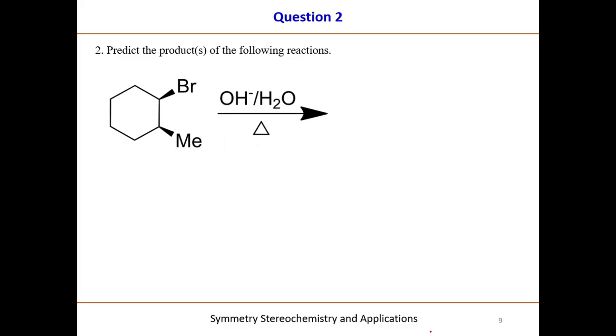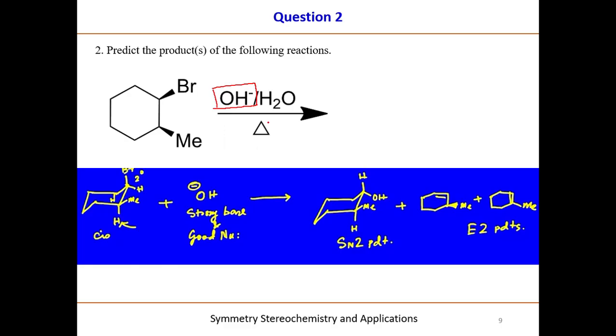So if the reaction will take place in the presence of OH minus, it's a strong base and nucleophile. So in presence of OH minus, it will follow the SN2 pathway. Here you can see OH is strong base, correct? Strong base and good nucleophile.